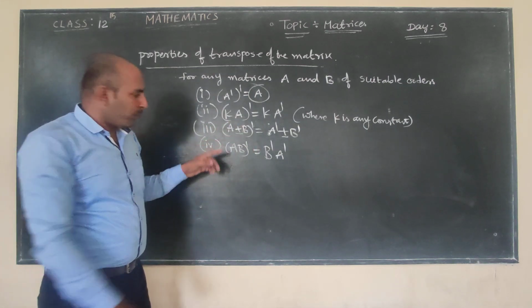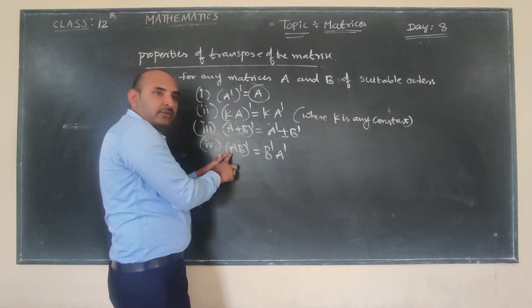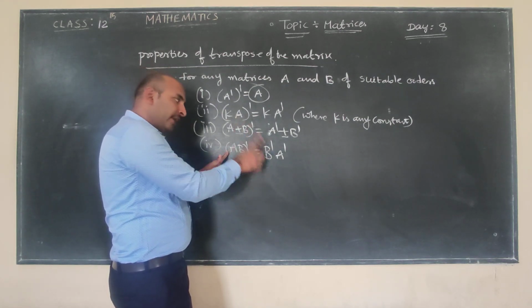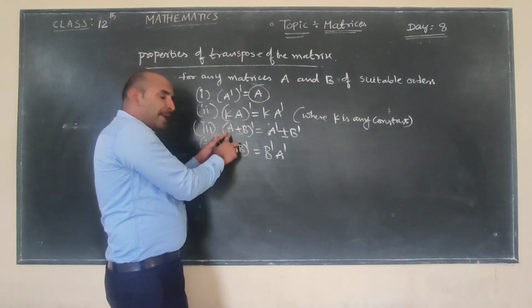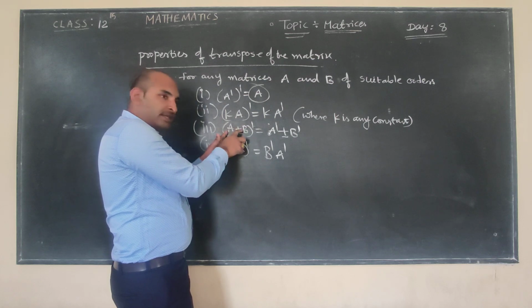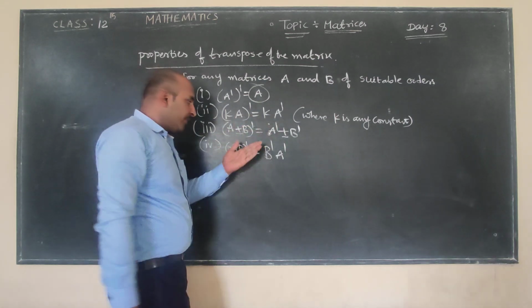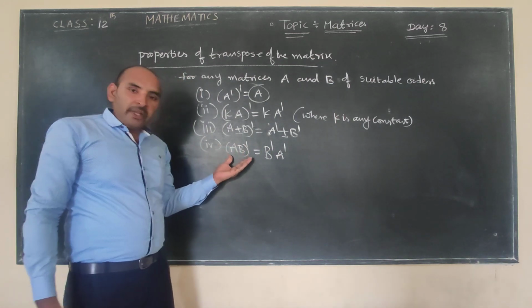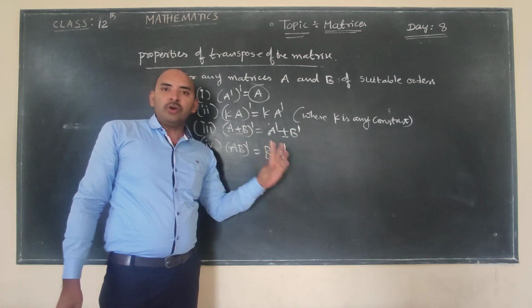AB whole transpose, the product of two matrices, whole transpose is equal to, remember, don't write A transpose into B transpose. Write first B transpose into A transpose. Here A plus or minus B whole transpose is equal to A transpose plus or minus B transpose. But when it is multiplication, AB whole transpose is equal to, first you have to write B transpose into A transpose.